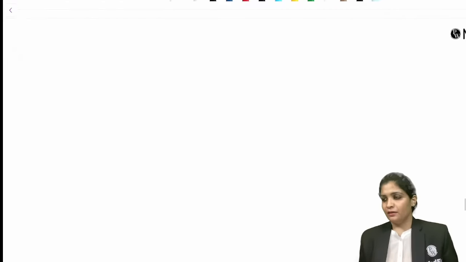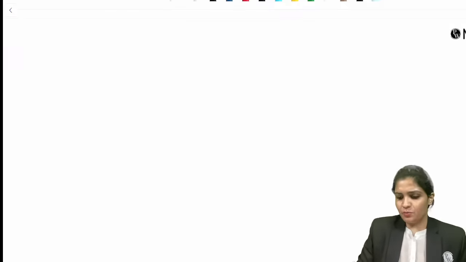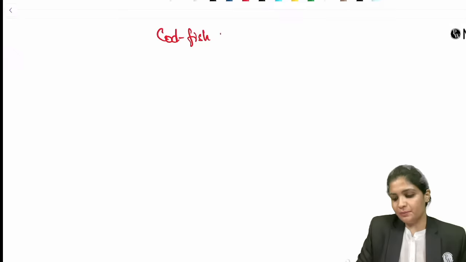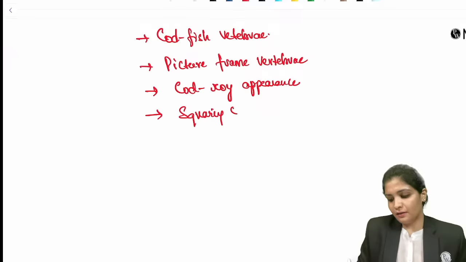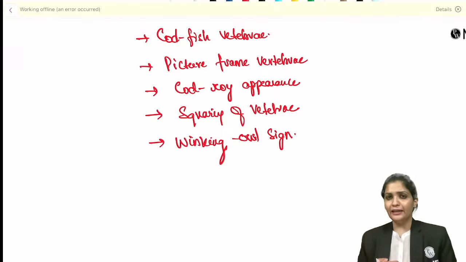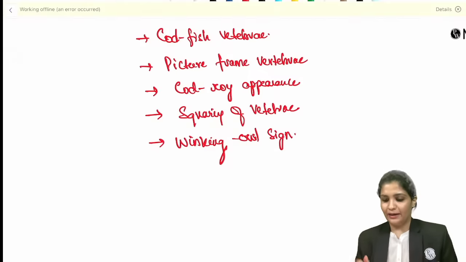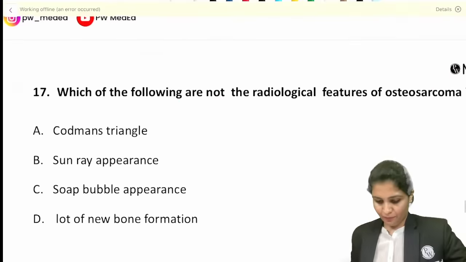And squaring of vertebra. Picture frame vertebra is seen in? Picture frame vertebra. So the various vertebral features we can see are the cod or fish vertebrae, picture frame vertebrae, corduroy appearance of vertebrae. You have learned all this, right? Squaring of vertebrae. And then you have the winking owl sign, right? Winking owl sign. So these are some of the conditions seen in the vertebral column, right? So answer all these and post it in Telegram. I will not tell you the answer. Search for the answers and post them in Telegram. I will confirm the answers there.